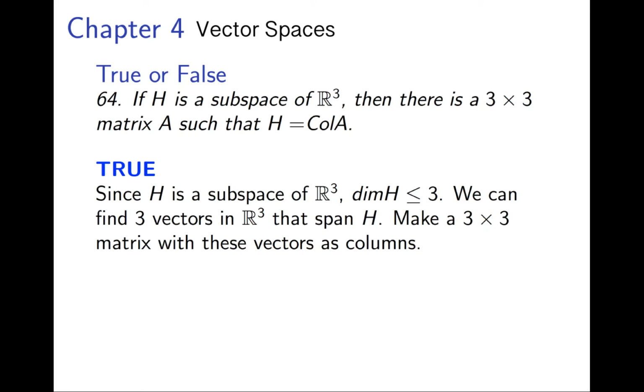Which means we could find 3 vectors in R3 that span H. Maybe it's not a basis for H. Maybe the dimension of H could be smaller, but there's going to be no more than 3 vectors that it takes to span H. And we could make a matrix with these vectors as the columns. And so clearly, the column space of that matrix would equal H.